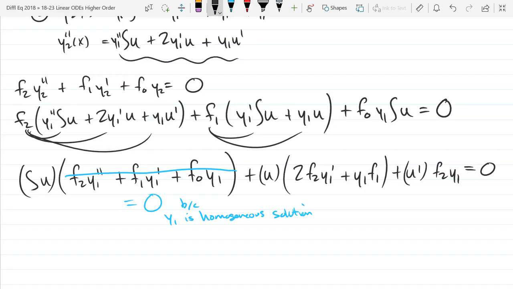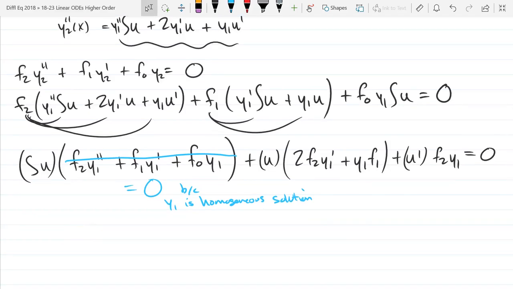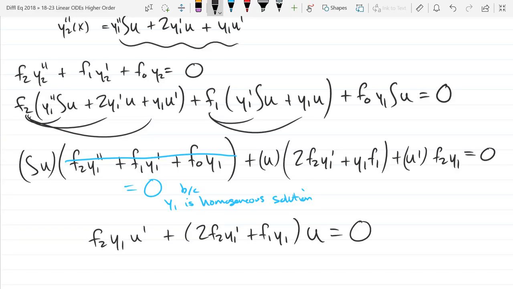We just leave that term out and rewrite everything else. I'm about to do some more things to this. I'll just write the y1 term in the front. So I'll write it as f2 y1 u prime plus 2 f2 y1 prime plus f1 y1, times u, equals 0.